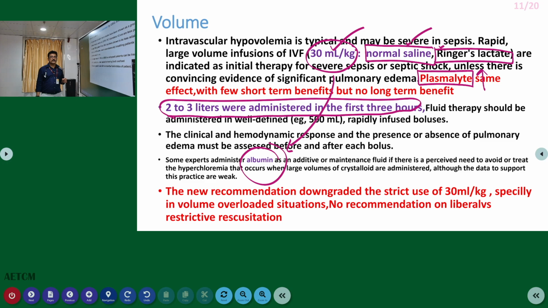And remember, most antibiotics are bound with albumin and taken to the target sites. So that is also very important. So if the patient can afford it, or if albumin is available, albumin is a very good choice. The limiting factor is the cost.